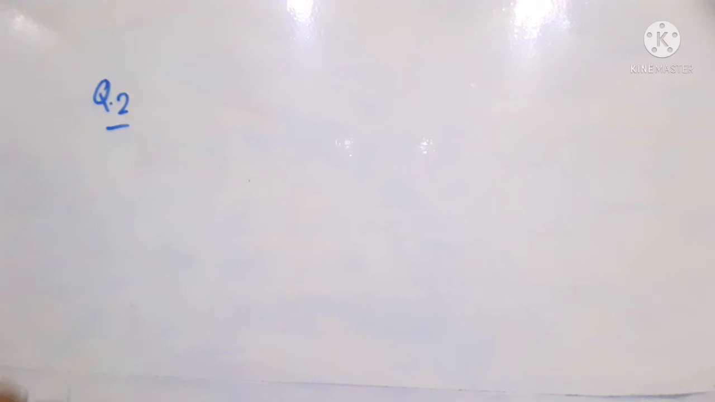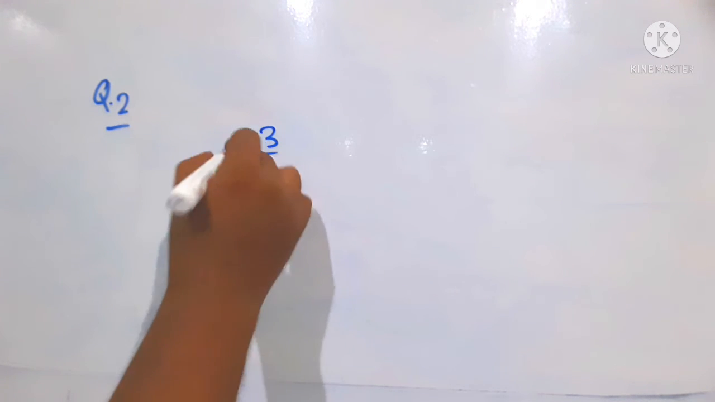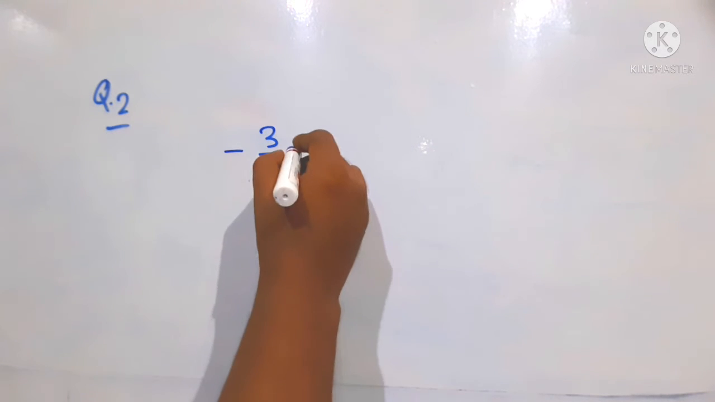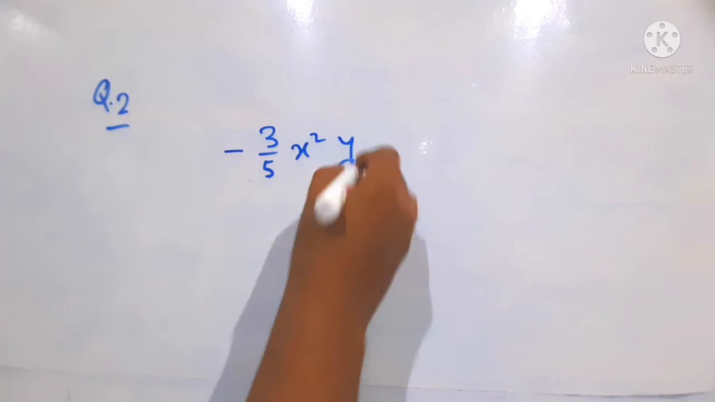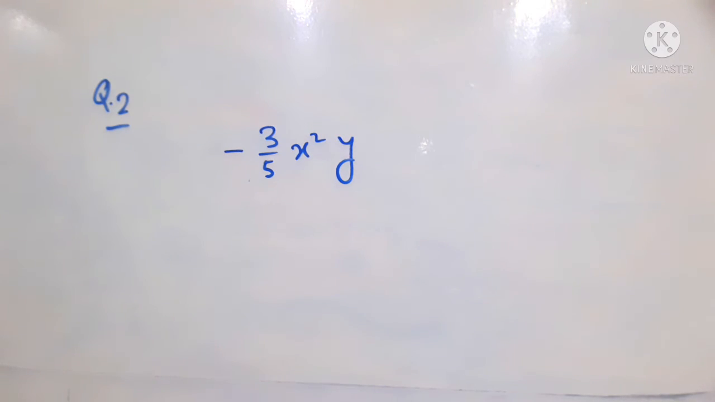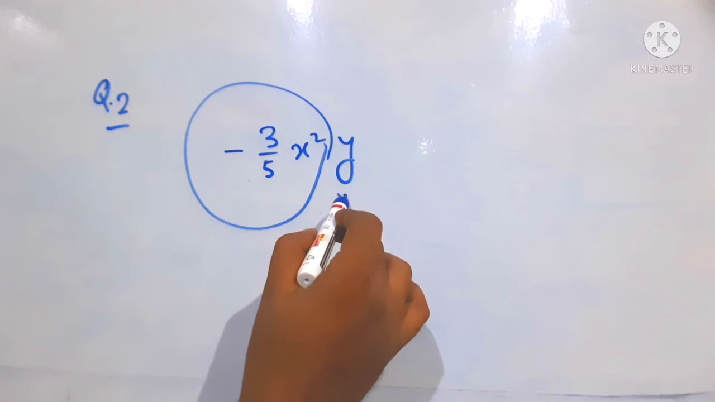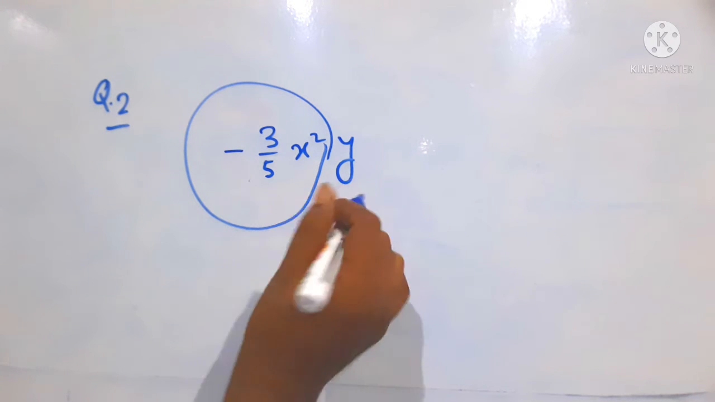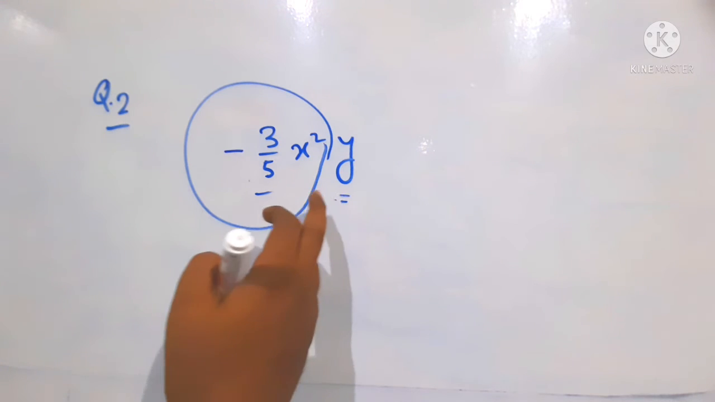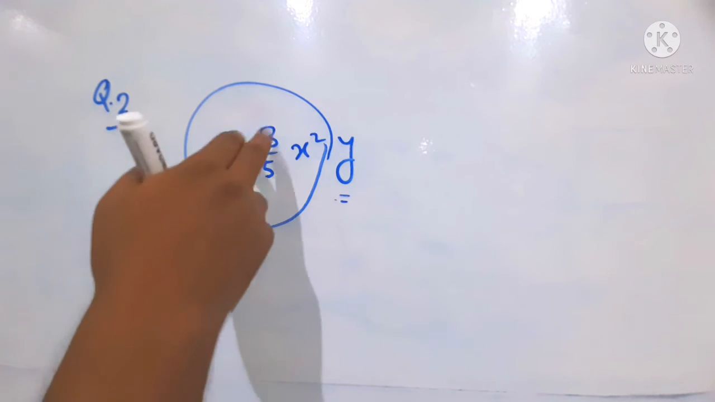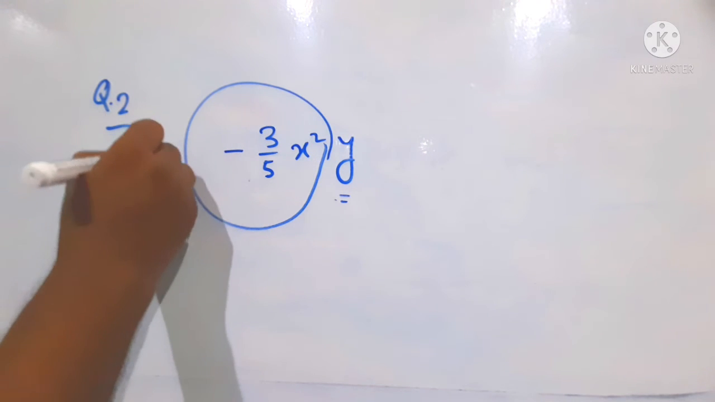Question number 2 is very easy, no problem. This is given 3 upon 5 minus x square y. So it is asked the coefficient of y. So we know the rest of the part except y. So the coefficient of y is minus 3 by 5 x square. So option D is correct, no problem.